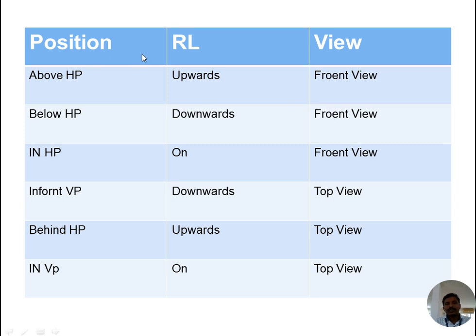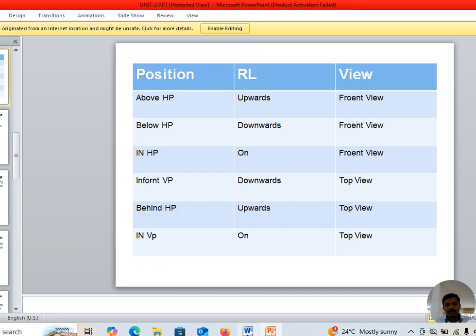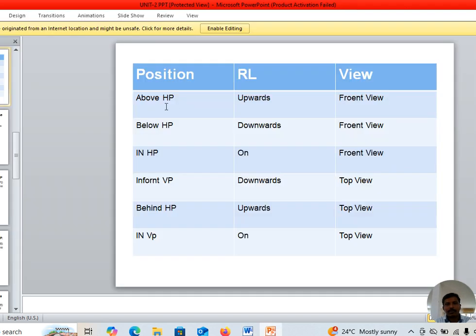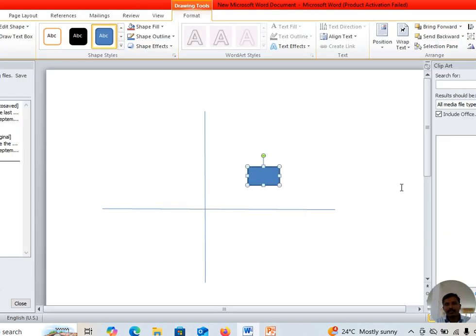Here the table represents the position of the object, RL means reference line, and views. For example, the object is here, the position is here, it means above the HP. To draw the reference line, for example here I am drawing the reference line.